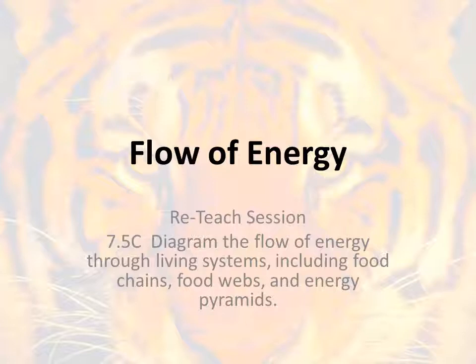This digital reteach is all about the Texas Essential Knowledge and Skill 7.5C. It is your job to diagram the flow of energy through living systems, including food chains, food webs, and energy pyramids.